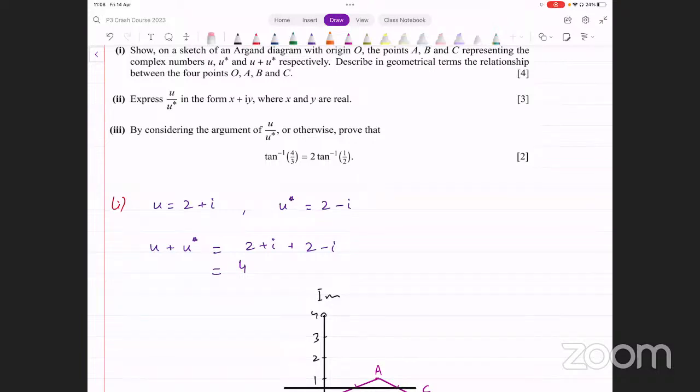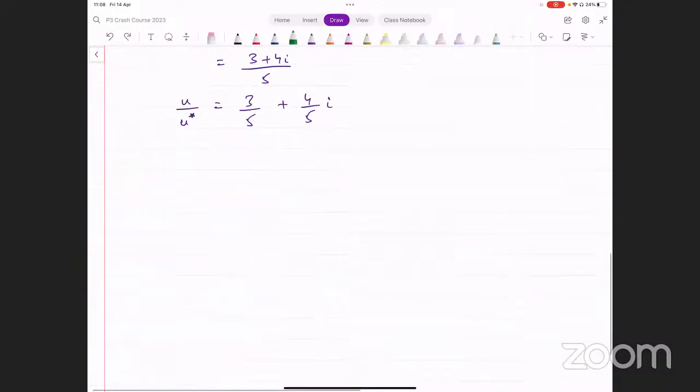So it says, by considering the argument of u over u conjugate. Let's start with that. Let's find the argument of u over u conjugate and see what that turns out to be. How do you find this argument?